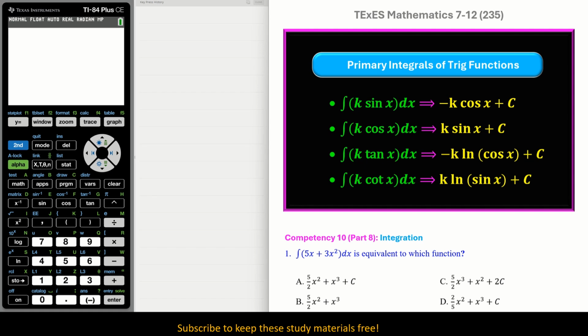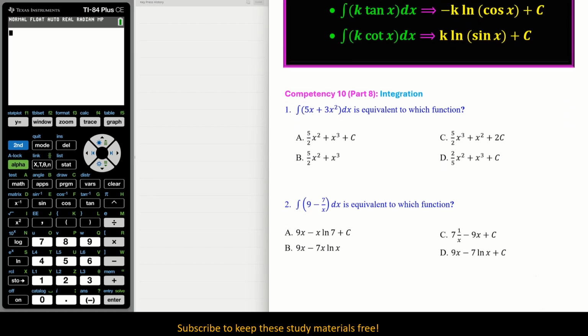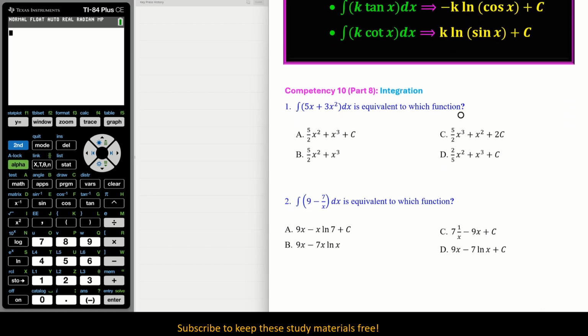All right, so let's move on and let's look at number 1 here. For this integral, it gives you the integral and then it says is equivalent to which function. Now we have a few of those to start, just to see if you're used to it. Do you know the basic rules? Is what we're saying.